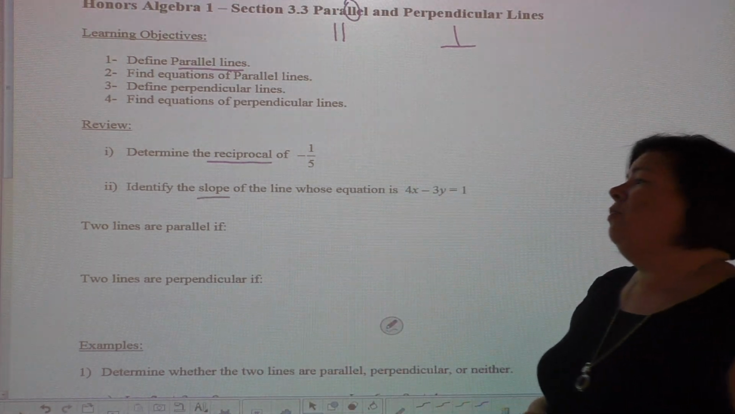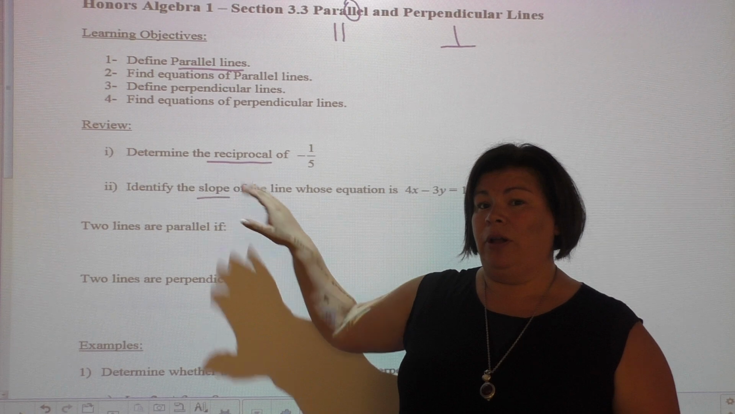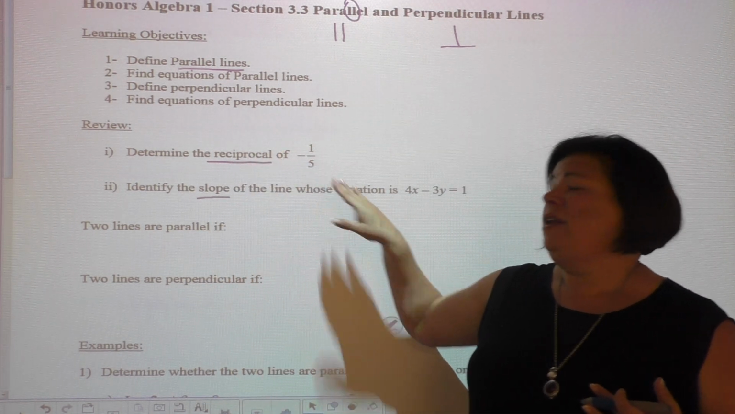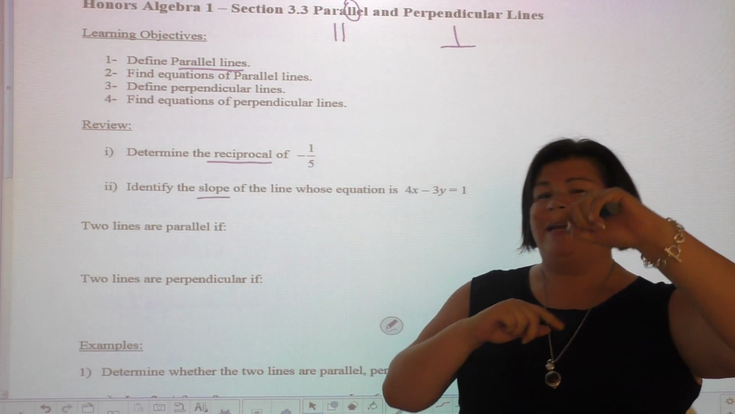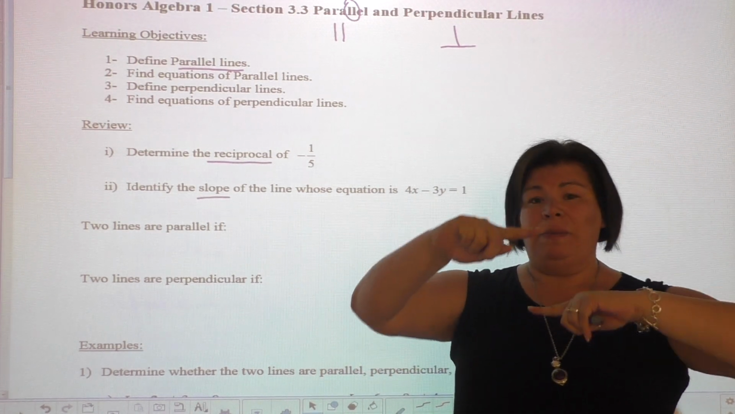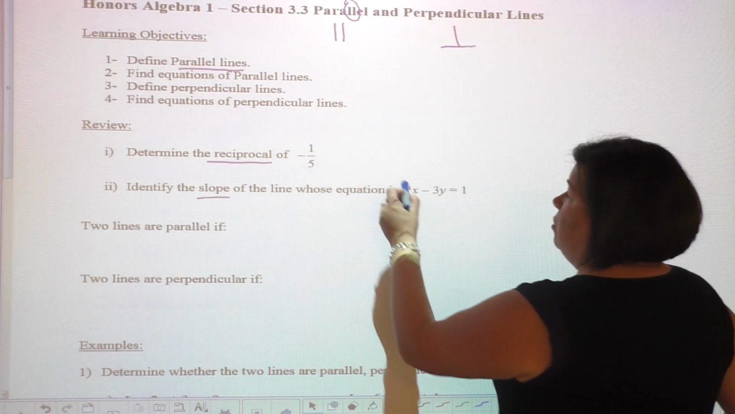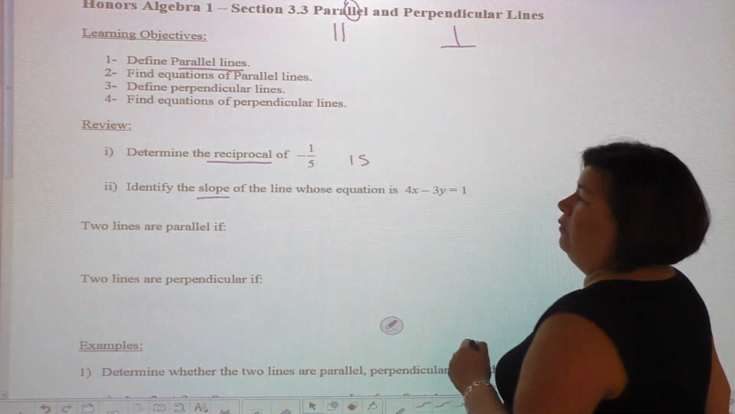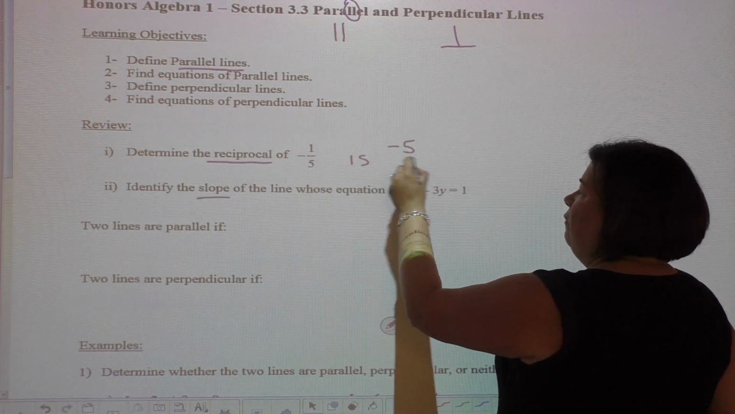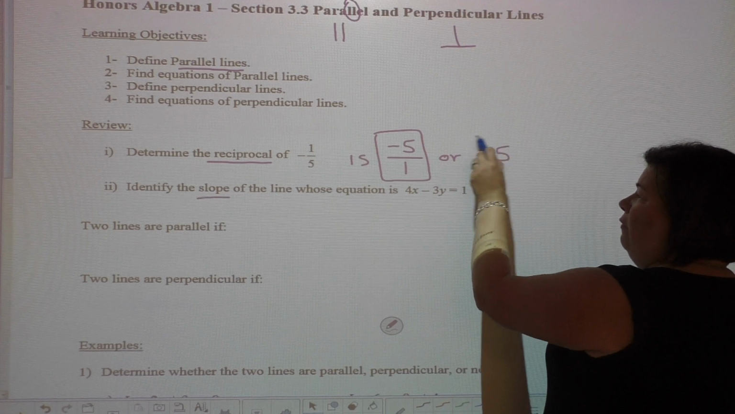So the two words that we're going to be reviewing here is reciprocal. Reciprocal of -1/5. The reciprocal is basically reminding you to take your numerator and denominator and flip it. So the numerator becomes a denominator and vice versa. So the reciprocal of -1/5 is -5/1. And that's it. Or you could reduce it to just -5.